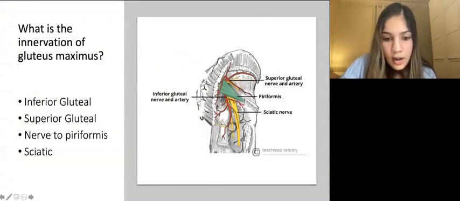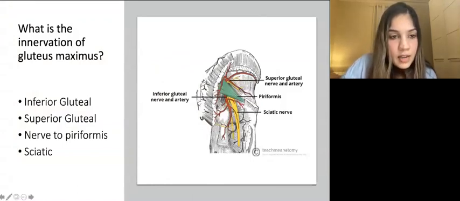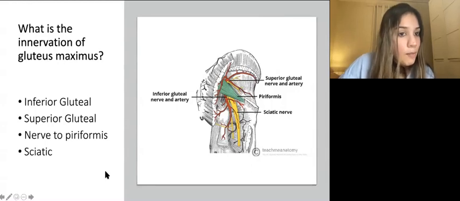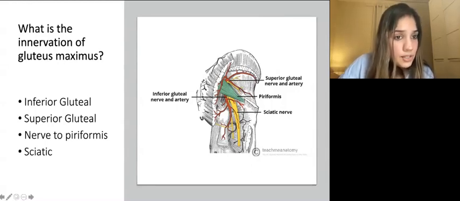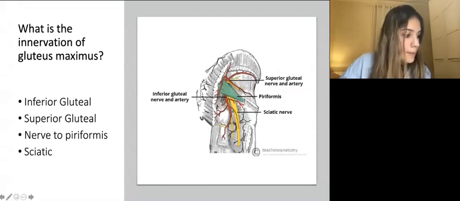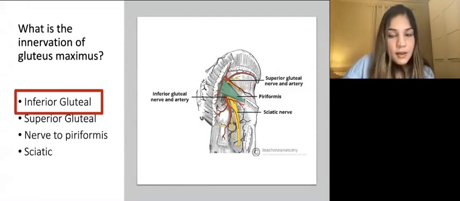Just to quickly ask, does anyone remember what the innervation of the Gluteus Maximus is? Yeah, perfect. Perfect. Okay, great.